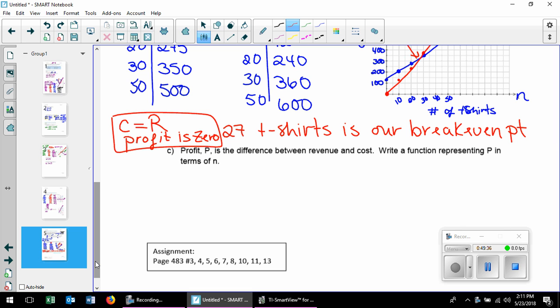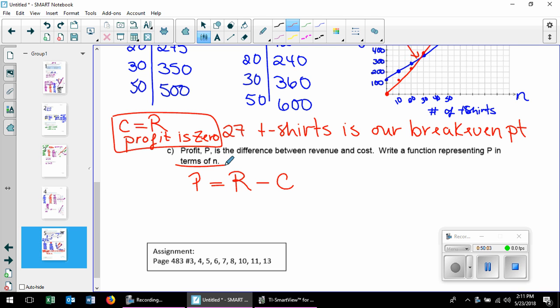So profit is the difference between revenue and cost. Write a function representing P in terms of n. Okay, well, let's just stop for a second. Profit, ooh, that's an R. That's not what I want. Profit is when we take our revenue and we subtract our cost from it. Right? And write it in terms of n.